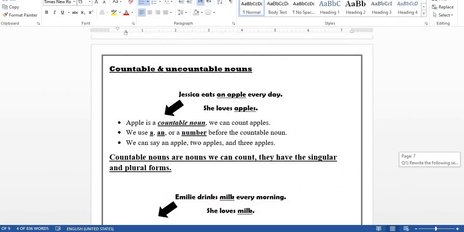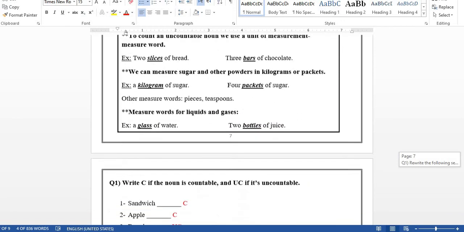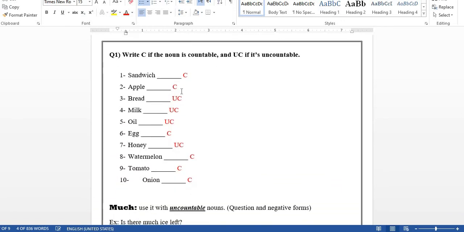Go to booklet number 3, you will find the explanation here. And here are the questions. The questions that I might ask you in the exam are to just tell me if the noun is countable or uncountable. Like sandwich, I can say sandwiches, so countable.